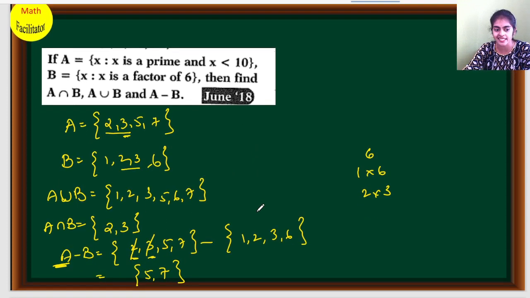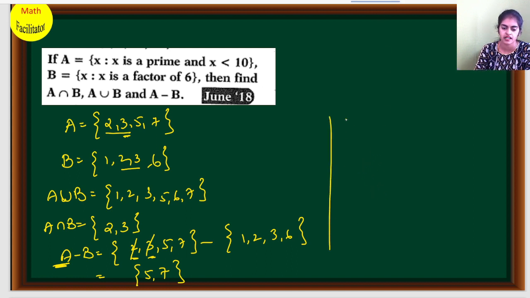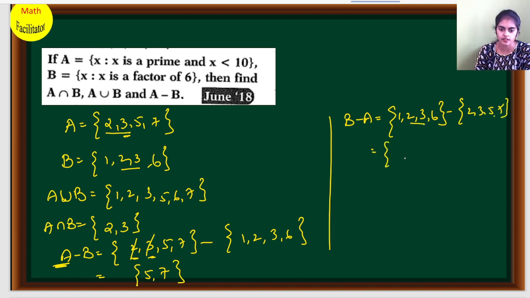If it is B minus A, from B you will remove A. I'll do B minus A also. If it is B minus A, then B is 1, 2, 3, 6 and minus A is 2, 3, 5, 7. So that is equal to, common elements are 2 and 3. So this 2 and 3 you will remove from this set B. Okay.